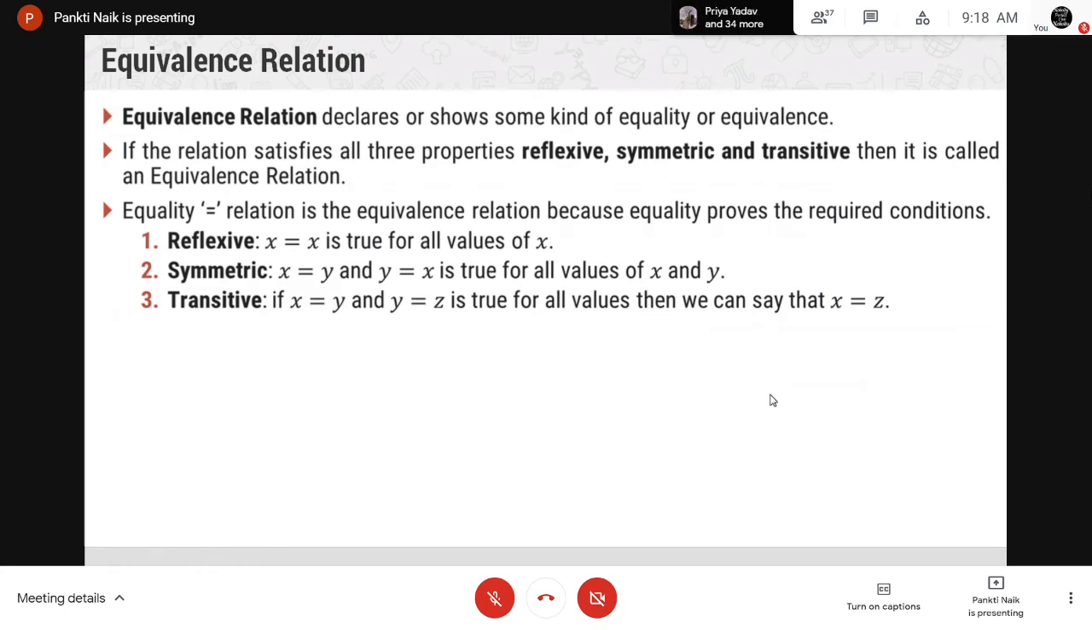The equals-to relation is an equivalence relation because equality proves the required conditions. For reflexive, x is equal to x is true for all values of x. For symmetric, x is equal to y and y is equal to x is true for all values of x and y. And for transitive, if x is equal to y and y is equal to z for all values, then we can say that x is equal to z.